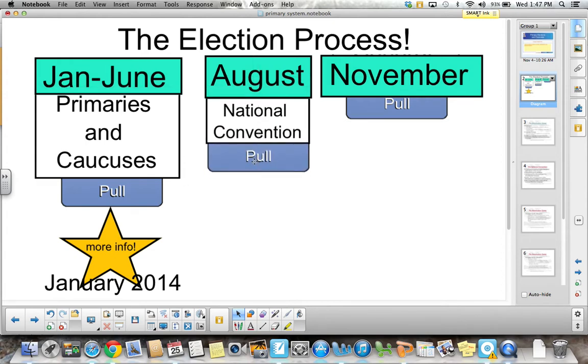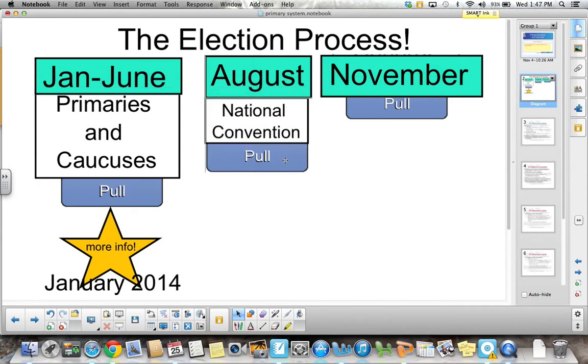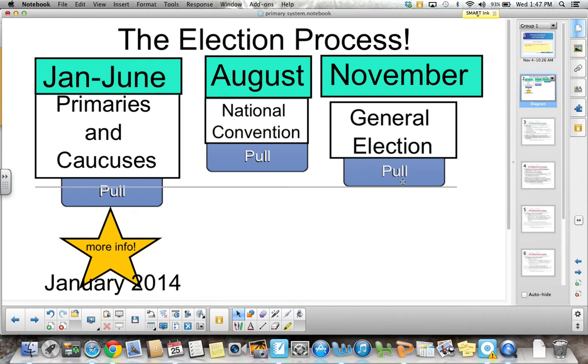government holds its national, or not the national government, excuse me, that's incorrect. The national political parties hold a national convention. That is only on presidential election years. So in January 2014, this goes away and we skip that step. But in 2016, we would bring that step back. This is all getting ready for the final prize, which is November of the same year. So November of 2014 is when we have general elections.